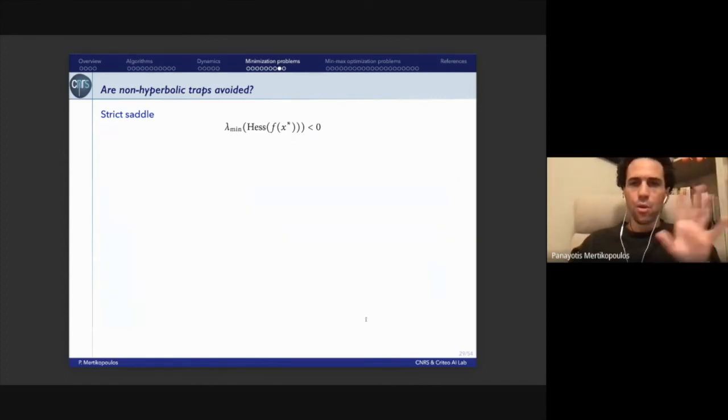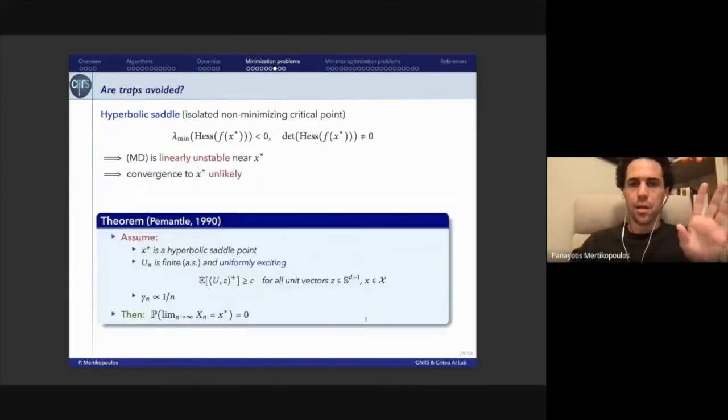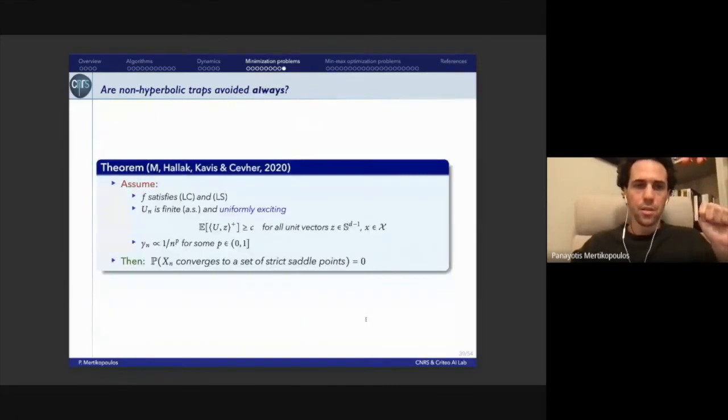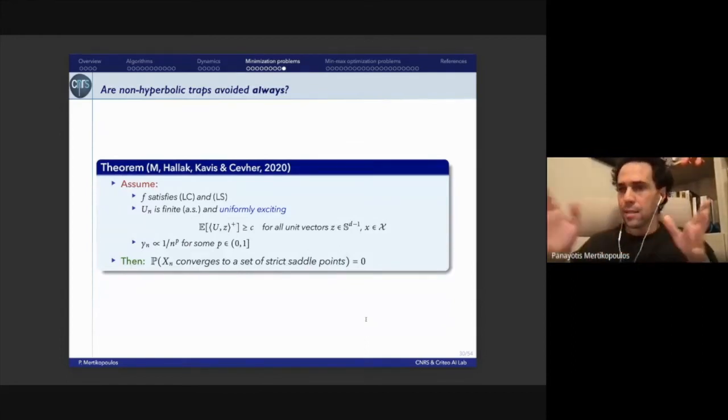But you can also mix and match these results. You can mix Pemantle's almost sure avoidance result with the strict saddle result of Ge et al. And you can actually show that under the same condition for Pemantle's results, if you have any set of strict saddle points, then it is avoided by any generalized Robbins-Monro algorithm with probability 1. All right.